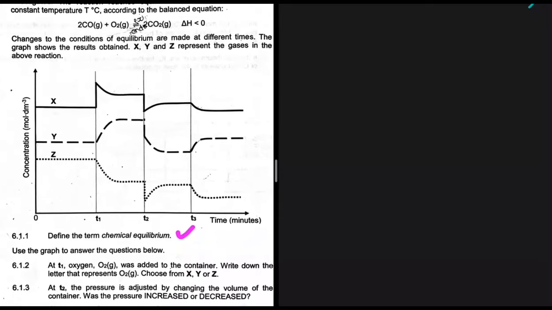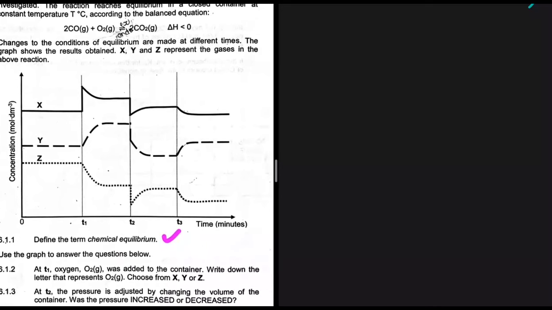At T1, oxygen O2 was added to the container, rather than the letter that represents O2. So when we look at our reaction here, X, Y, Z, it should be easy to see that Z is what is added at T1, right? So that answers our question 6.1.2. We're supposed to write down the letter that represents O2 from X, Y, or Z. So the answer to 6.1.2, we have X. That is the letter that represents O2.